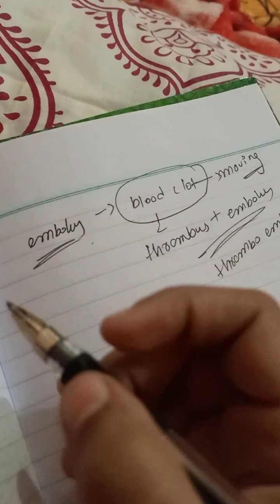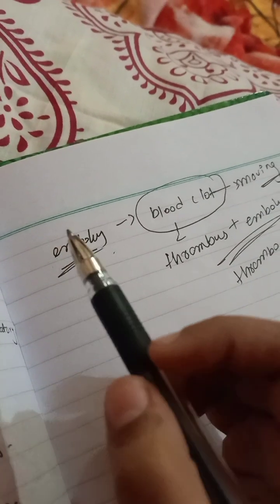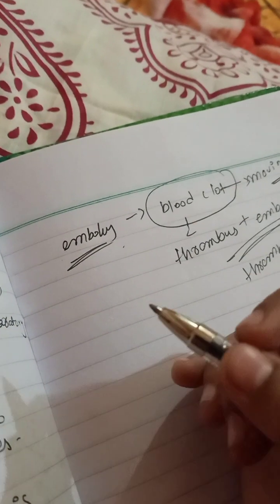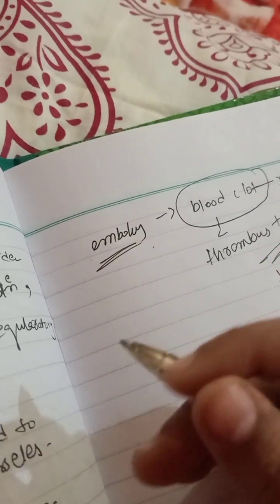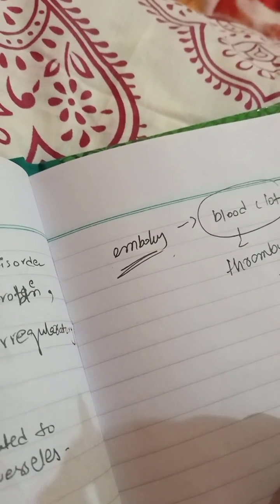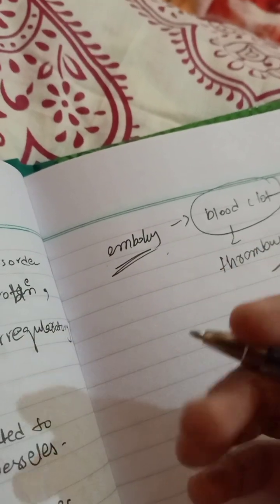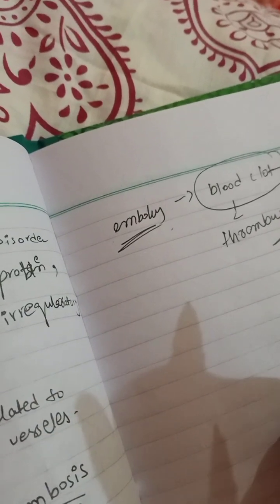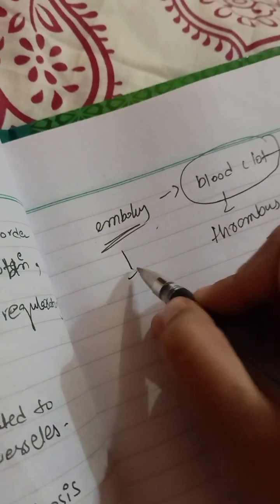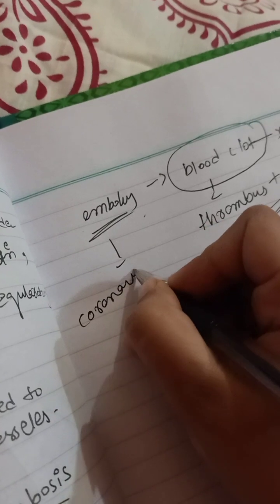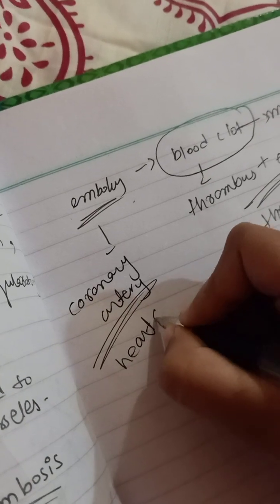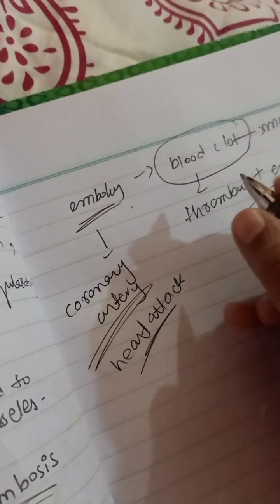Basically it is common in the pulmonary embolus, because if there is an embolus in the pulmonary vein, which supplies the oxygenated blood to the heart, that can cause difficulty in breathing and many other problems too. If this embolus is in the coronary artery, that can cause a heart attack because of the blood clot.